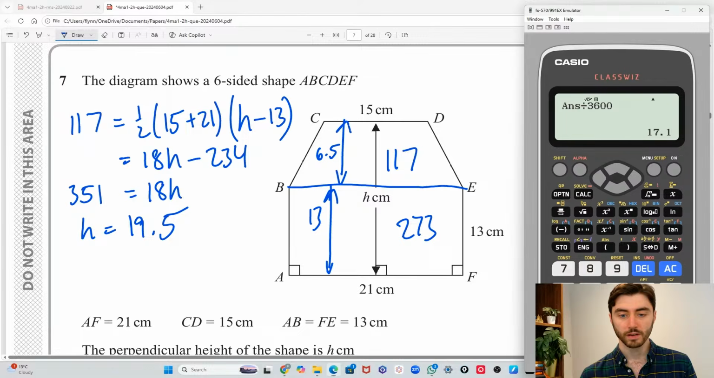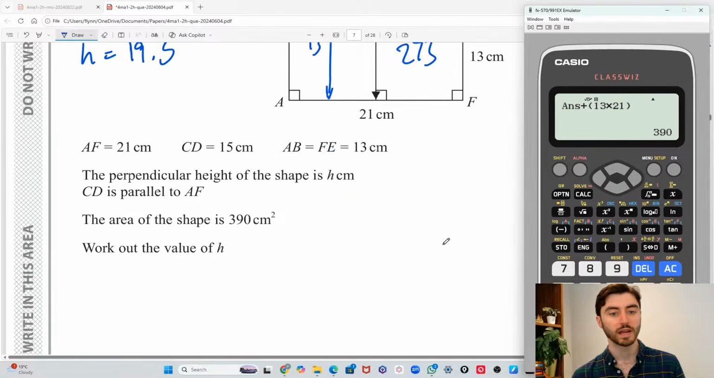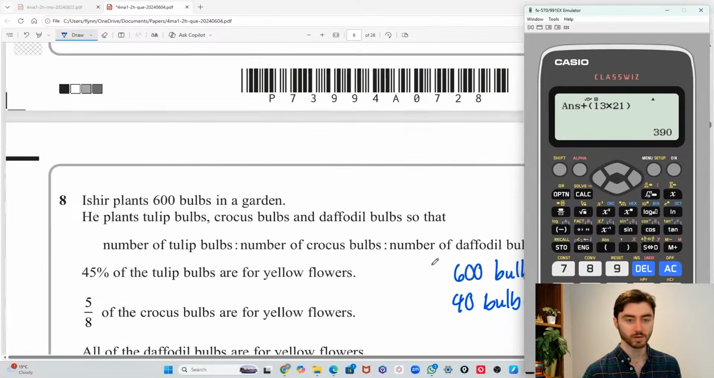So if I bring the calculator back, that would be the average of these parallel sides. So 21 plus 15 all over 2 times 6.5. And I'm going to add on to that 13 times 21. I do get an area of 390, and that convinces me I'm correct.